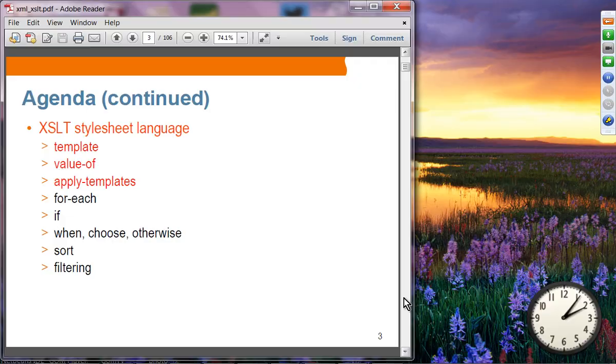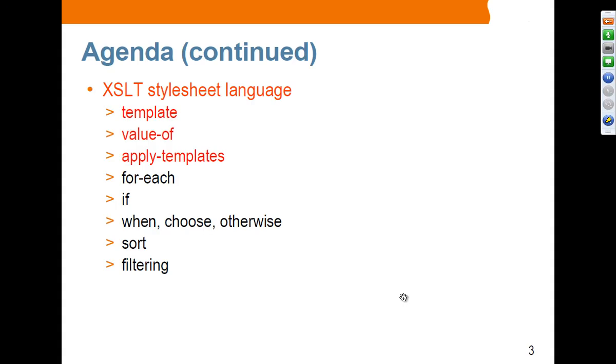Alright, so as I said before, the focus of this presentation is learning the XSLT style sheet language, and there are actually three important elements. The first one is template, the next one is value-of, and the third one is apply-templates. So these are the three XSLT style sheet elements that we are going to mostly focus on.